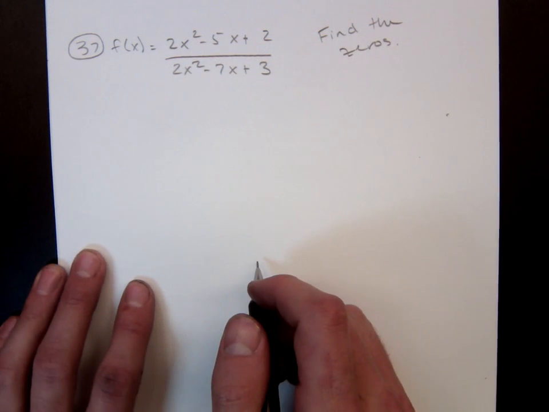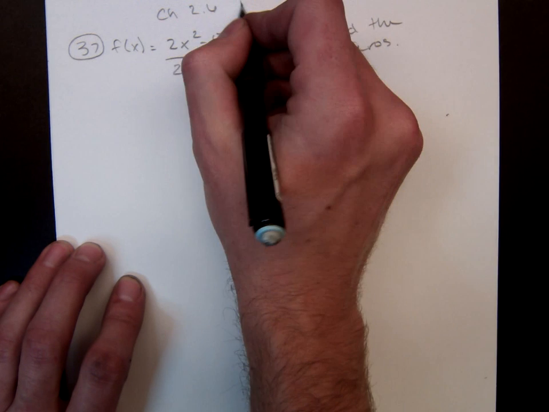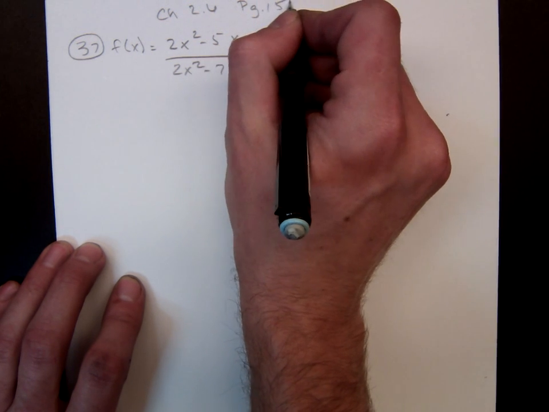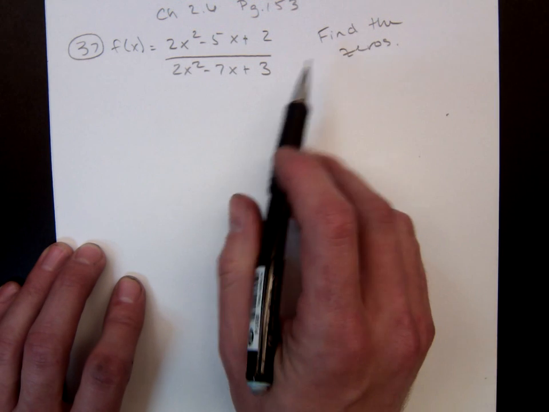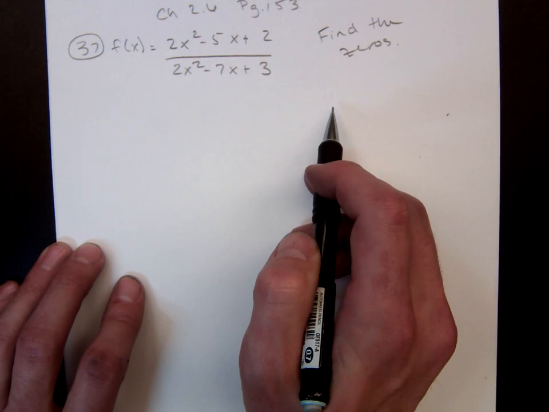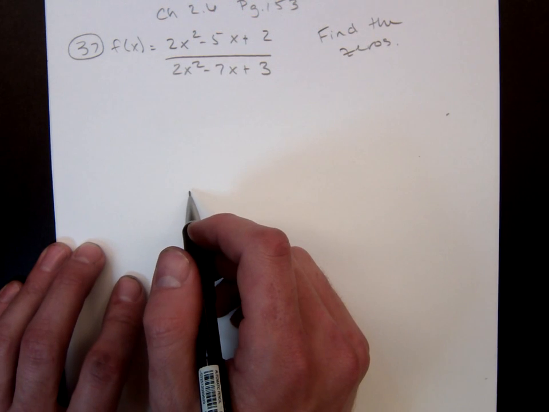All right, so this is number 37 out of chapter 2.6, page 153 in the book. They give us this rational expression, and they are asking us to go ahead and find the zeros. Well, we're going to do that, plus we're going to do a little bit more.